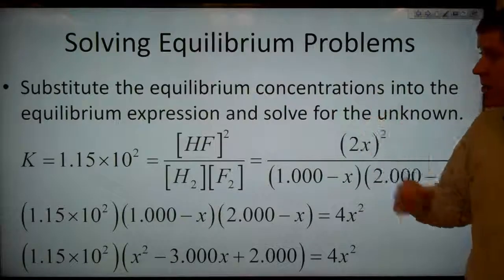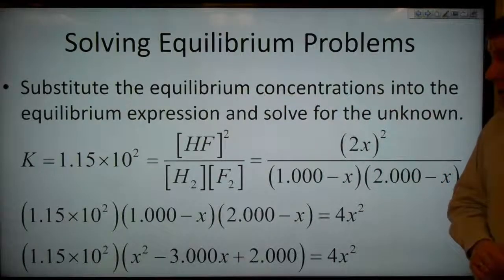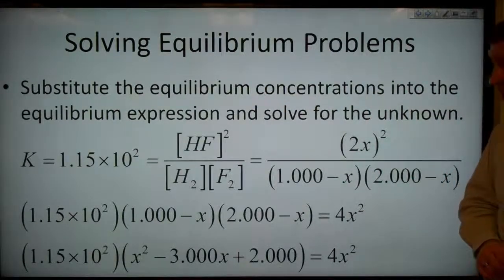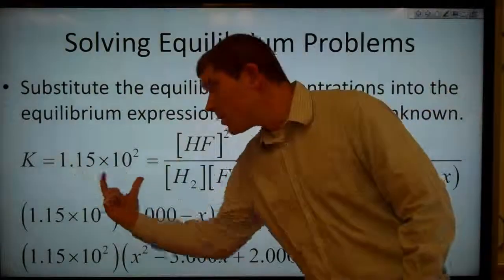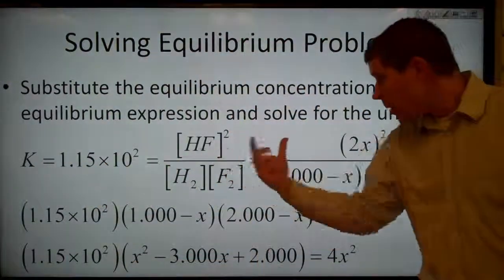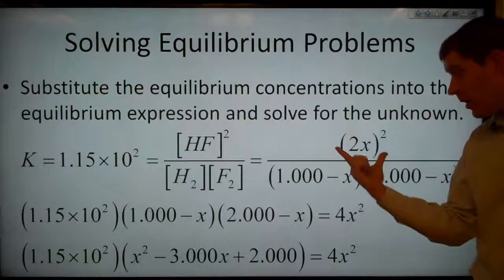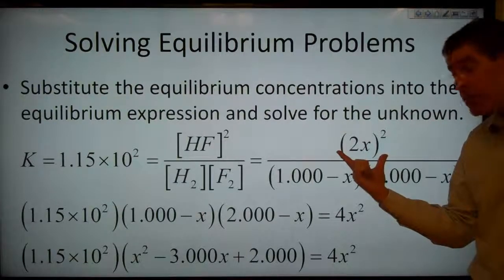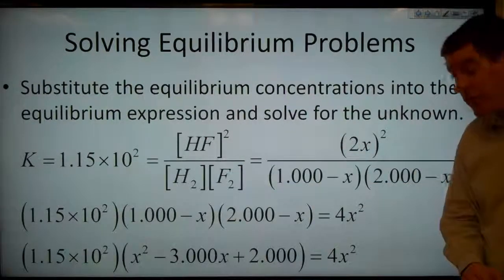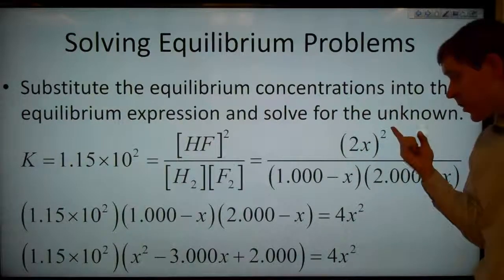So the next step is substitute the equilibrium concentrations into the equilibrium expression and solve for the unknown. So again, we know the value of K. So when we plug in, we have concentration of 2x for the hydrogen fluoride. That needs to be squared.